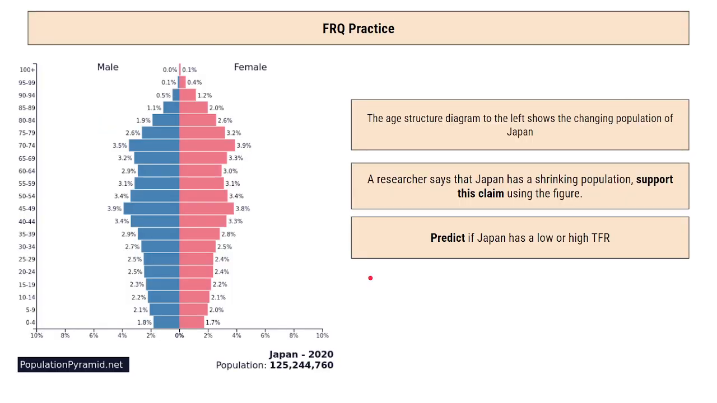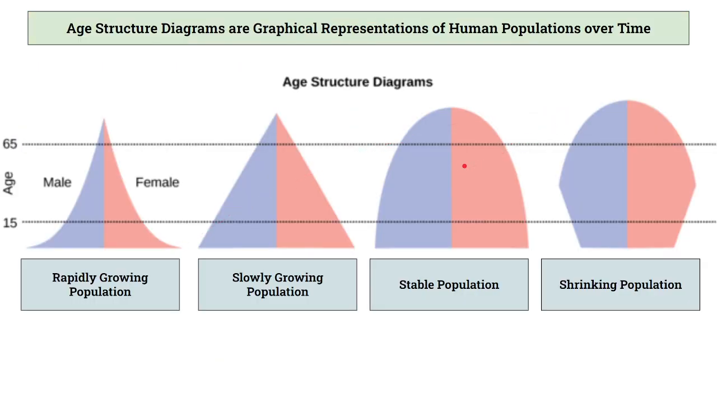All right, and that will bring us to our FRQ, which is on an age structure diagram. So we have an age structure diagram of Japan here in 2020. You can see the different age makeups over here and what percentage of the population they make up down here. So it says, a researcher says that Japan has a shrinking population. Support this claim using the figures. Make sure you use some data. Talk about some of the trends that we talked about here.